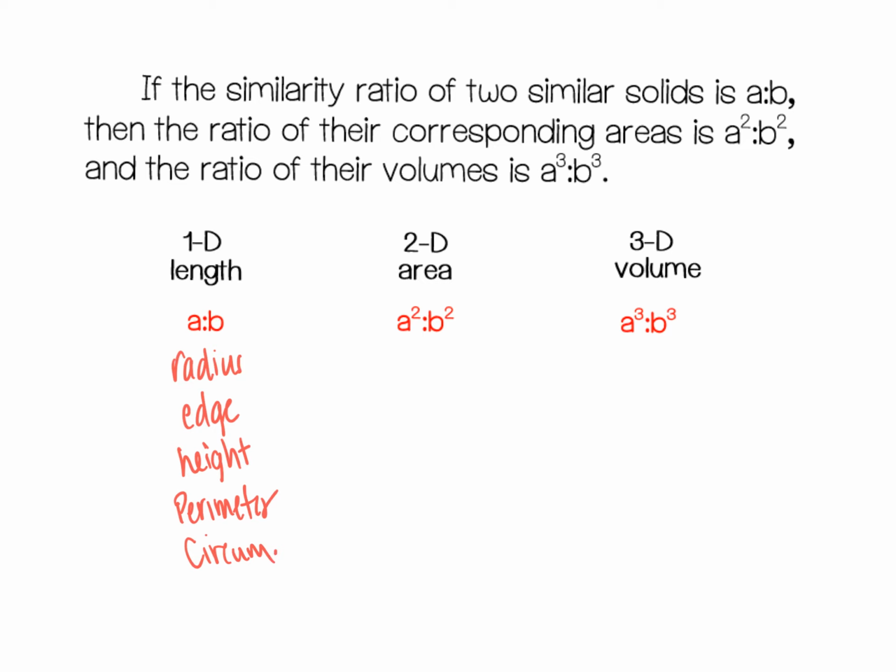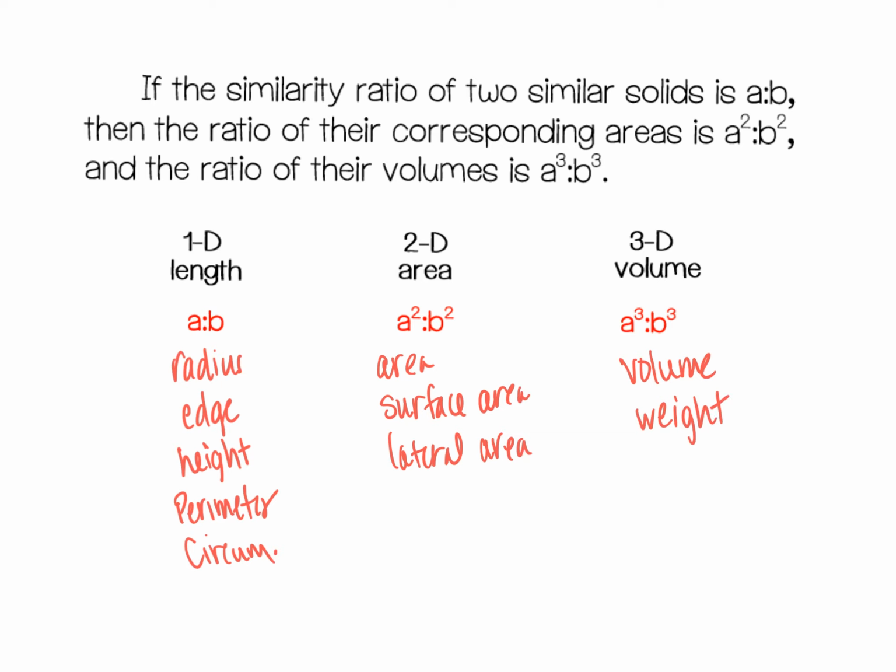Two-dimensional measurements are going to be area. So it could just be plain old area. It could be surface area. It could be lateral area. We didn't really define lateral area when we did surface area, but what lateral area means, it's the surface area minus the base. So it's just the area of all the faces. That's really about it for area. Volume is, of course, volume. It also includes weight. Volume and weight are typically the only things that fit into that three-dimensional category that I can think of off the top of my head.